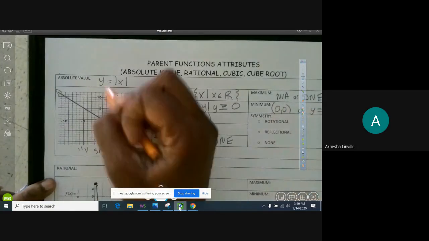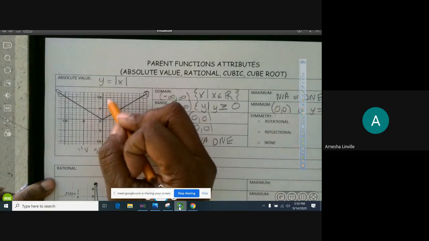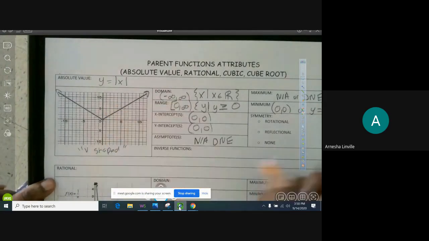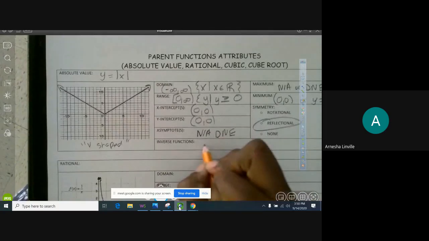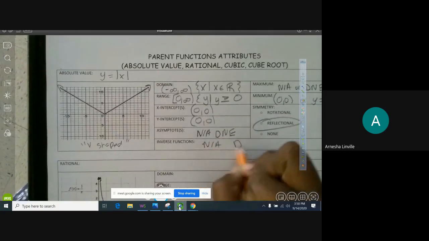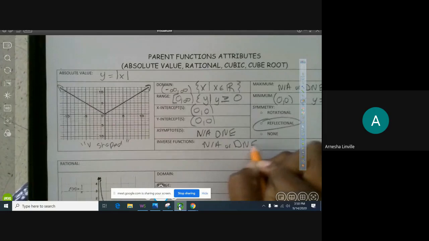And if you look at the graph, it is reflectional about the y-axis. And then this function does not have an inverse. DNE means does not exist.